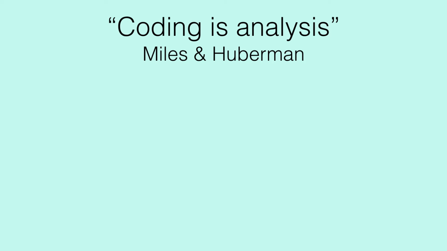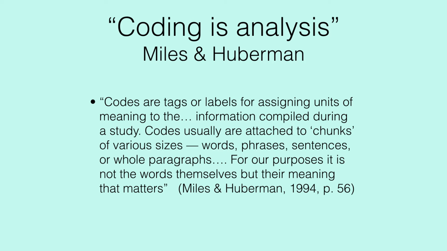But what is coding? This was the explanation given by Miles and Huberman. Codes are tags or labels for assigning units of meaning to the information compiled during a study. Codes usually are attached to chunks of various sizes, words, phrases, sentences, or whole paragraphs. For our purposes, it is not the words themselves, but their meaning that matters.